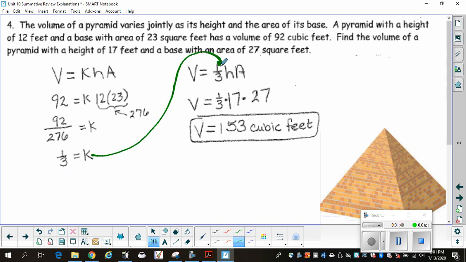You plug the 1/3 in, and this should look familiar from geometry. Volume is equal to 1/3 H times A, where A is the area of the base. And you get 1/3 times 17 times 27, which is 153. That's the volume of the new pyramid.